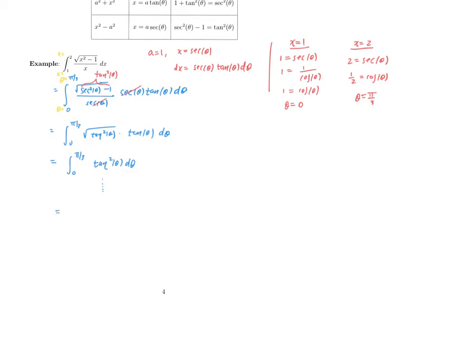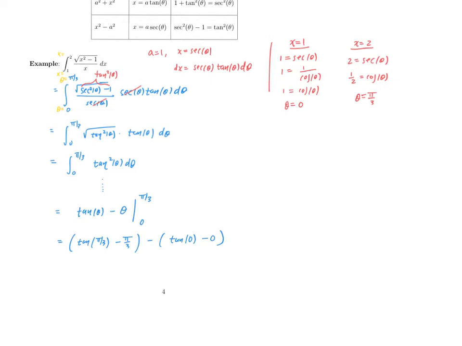But rewriting tangent squared as secant squared theta minus 1, anti-differentiating term by term, we get the antiderivative is tangent theta minus theta, and it's a definite integral. So we evaluate from 0 to pi over 3. Replace each theta with a pi over 3, minus sign, replace each tangent with a 0.